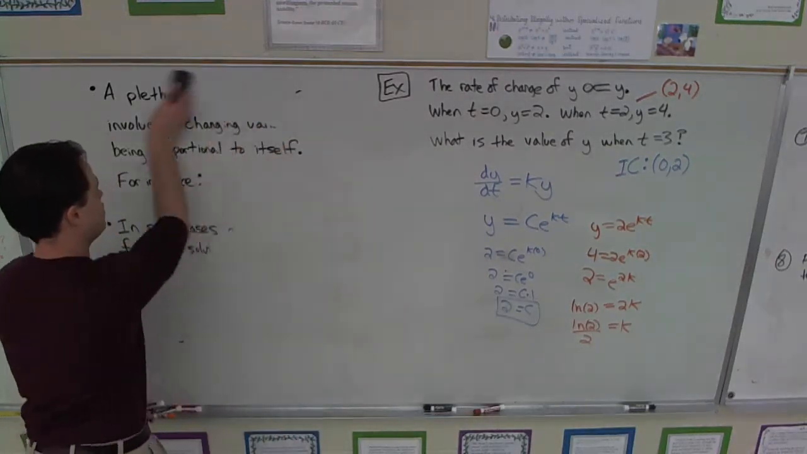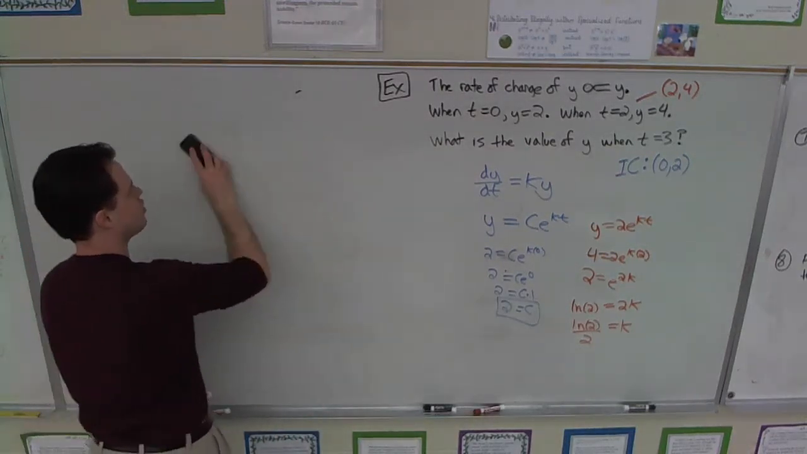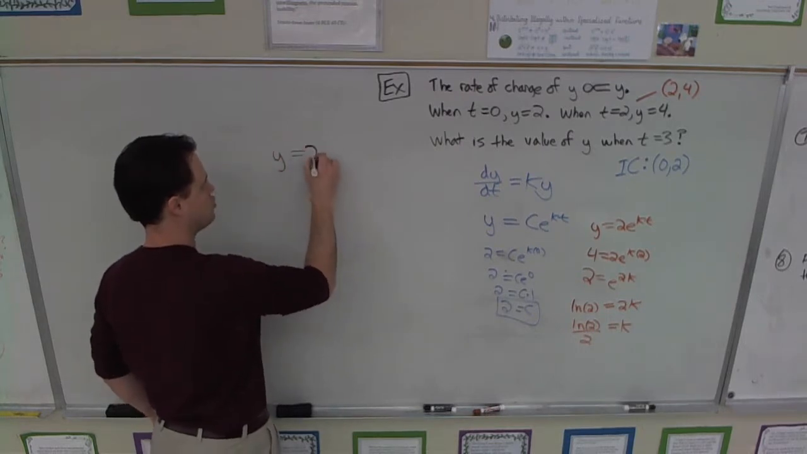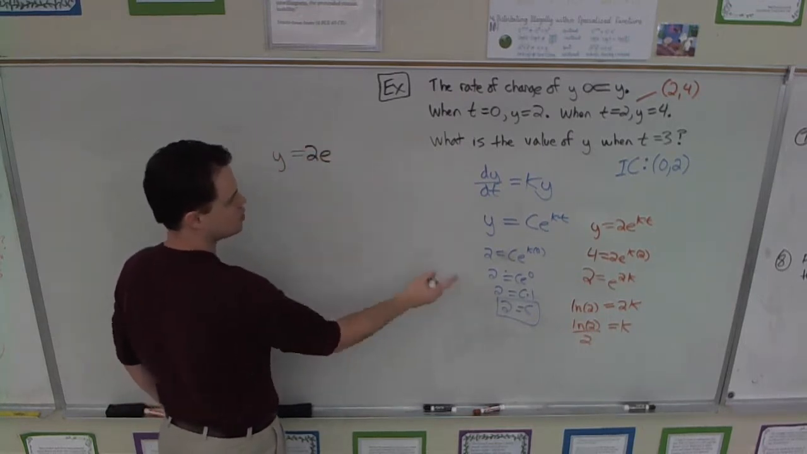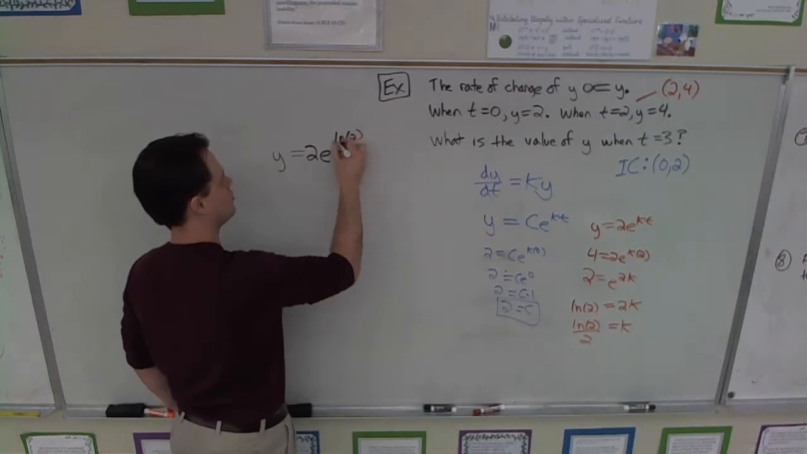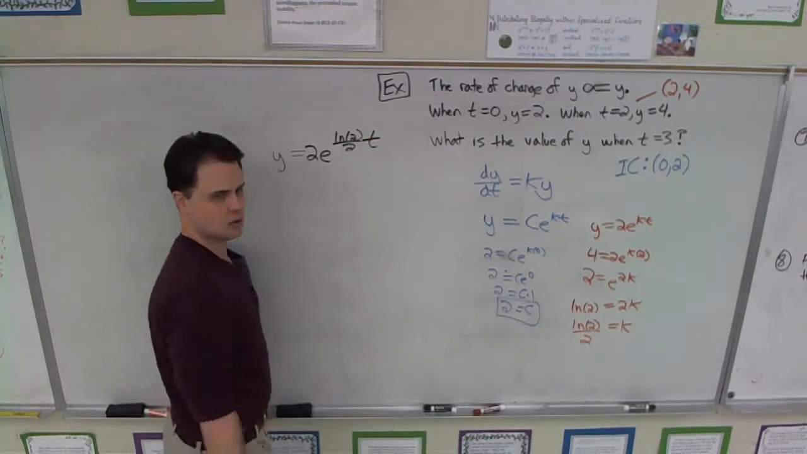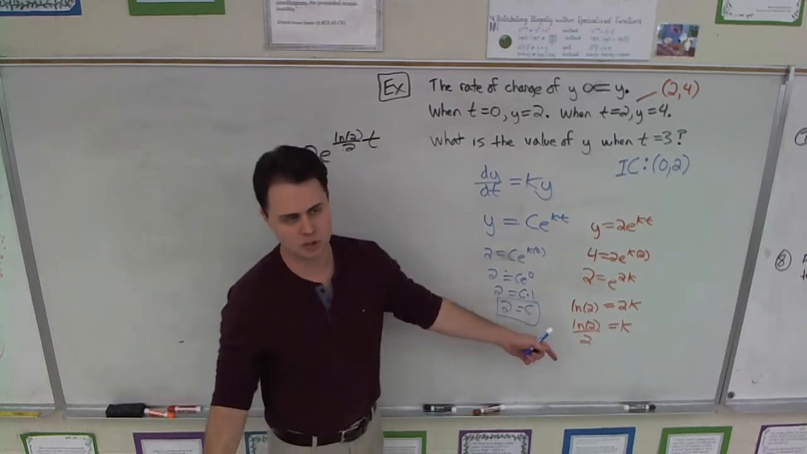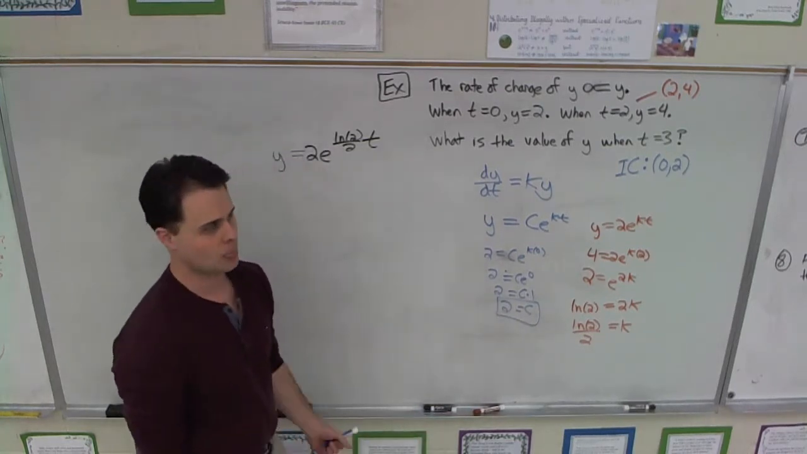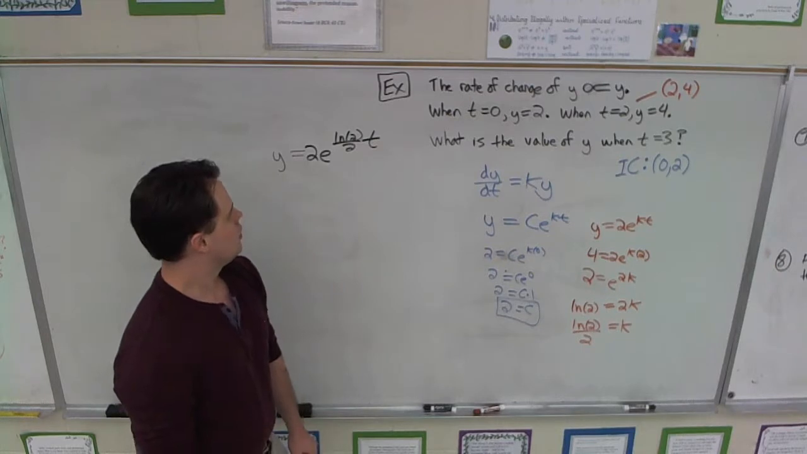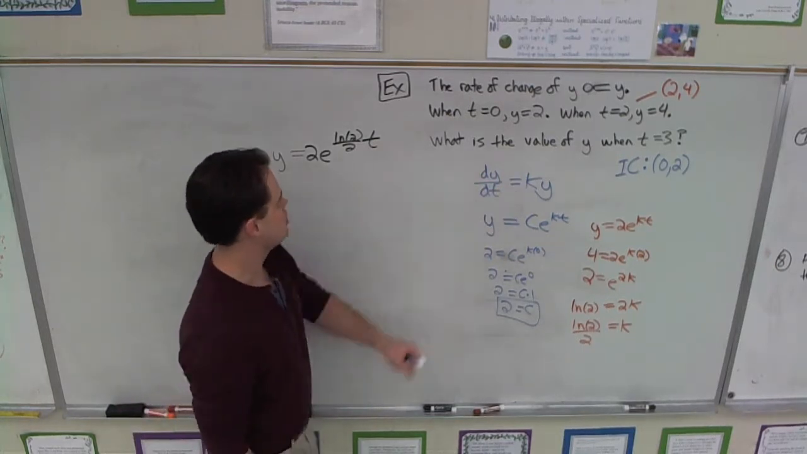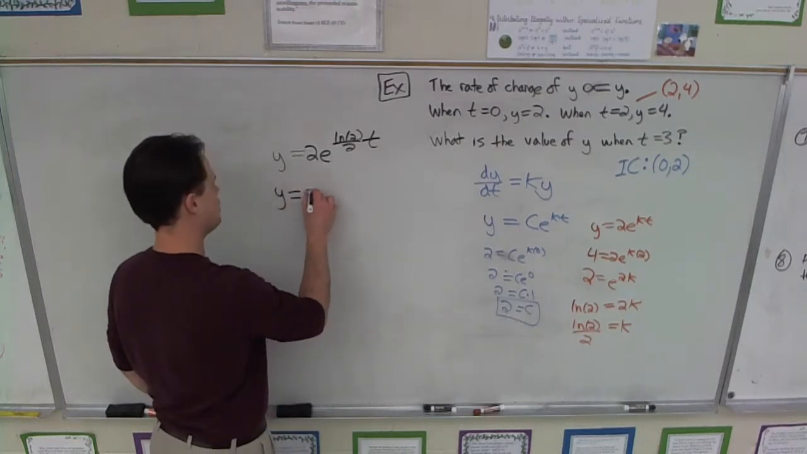So let's go ahead and answer our question now. We know the particular solution is y equals 2 for the first constant, e to the that for the second constant, t. If you don't like this, if it scares you, fine. Turn that into a decimal, but then you're going to have rounding and you'll have some error. I don't want that error. Okay, so now I need to find what the value of y is when t equals 3. I can just plug it straight in there.